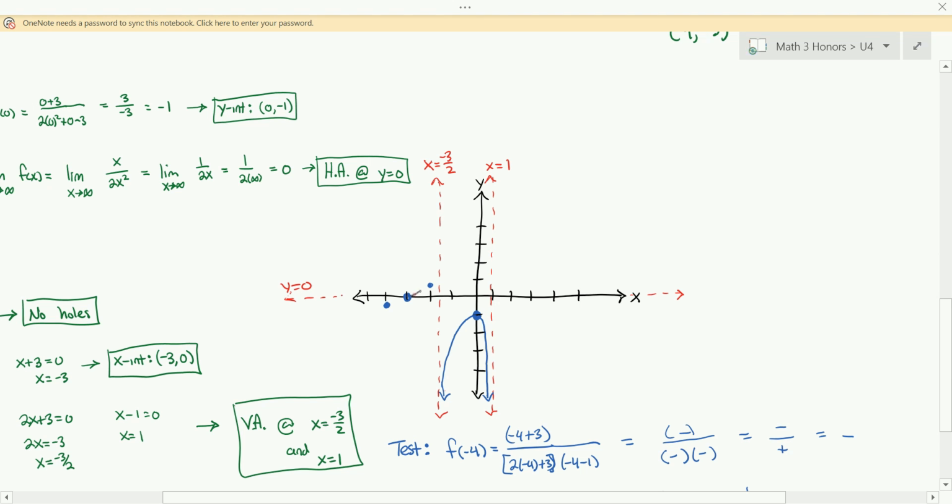This right here goes along the vertical asymptote. What's going to happen as it goes down? Can I just keep going down? No, because I have a horizontal asymptote here. So it's going to go down and then it's going to kind of come up to it.